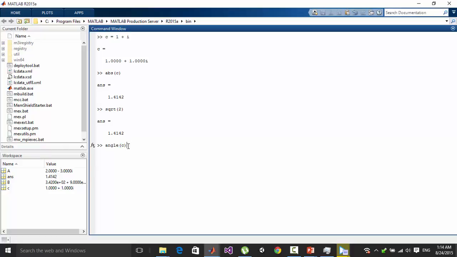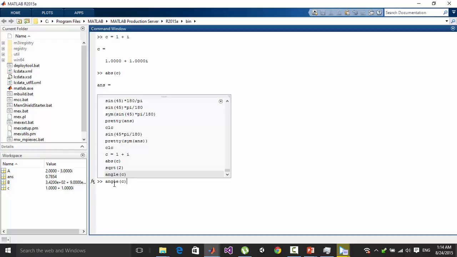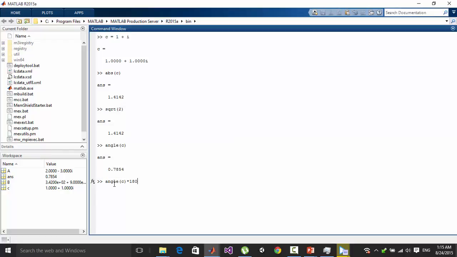And if we want the angle, we just type angle here, and it comes out in radians. If we want it in degrees, we multiply it by 180 over pi, and this is what we expected, because the real part is 1 and the imaginary part is also 1. The angle between them should be 45.